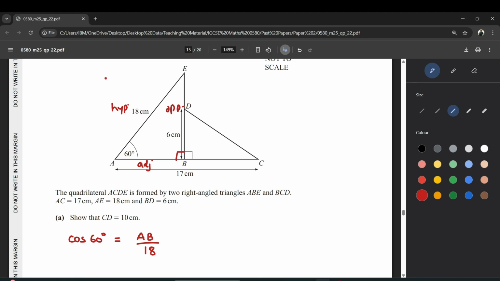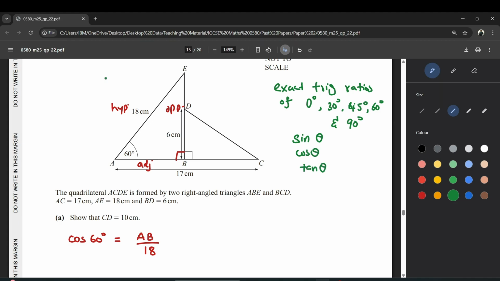Okay. Now, understand one thing very clearly. There is a part of your syllabus that states that you need to know the exact trig ratios of 0 degrees, 30 degrees, 45 degrees, 60 degrees, and 90 degrees. And you need to know these values for all of these functions: sine theta, cos theta, and tan theta. So what do I mean by that? You should know what is sine of 0, sine of 30, sine of 45, sine of 60, sine of 90. Similarly, what is cos of 0 and all the way until 90. So you are supposed to memorize these values.